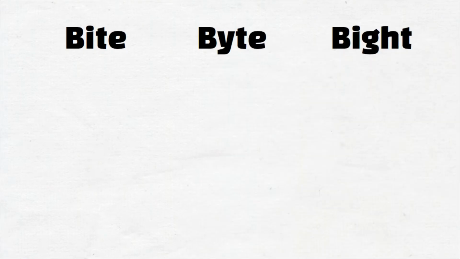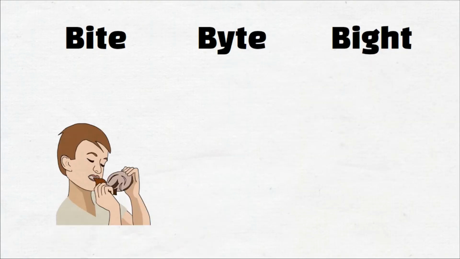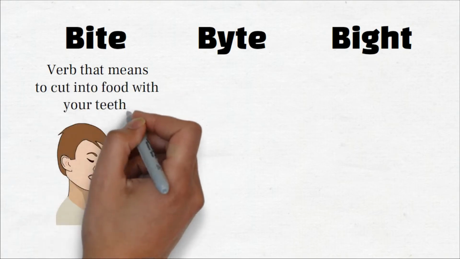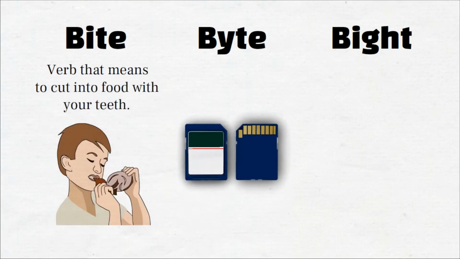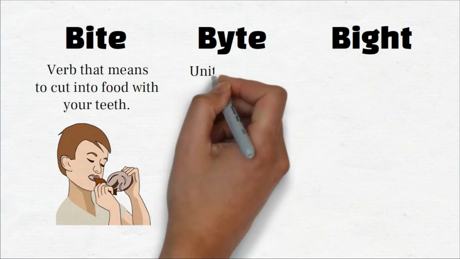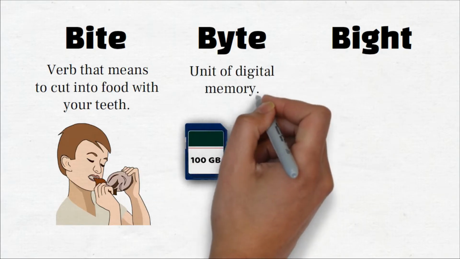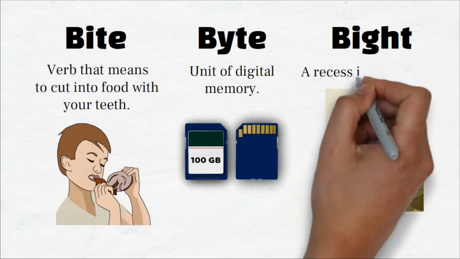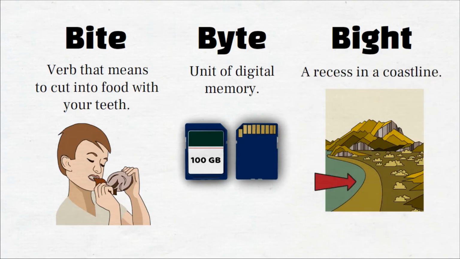Bite. The first is the verb that means to cut into food with your teeth. The second is a unit of digital memory. And the third is a recess in a coastline.